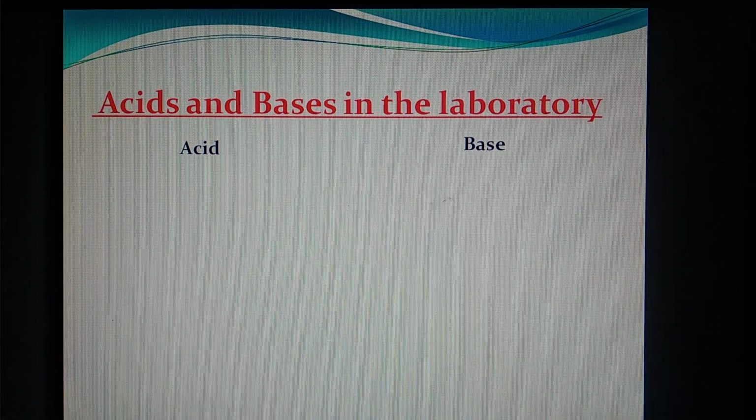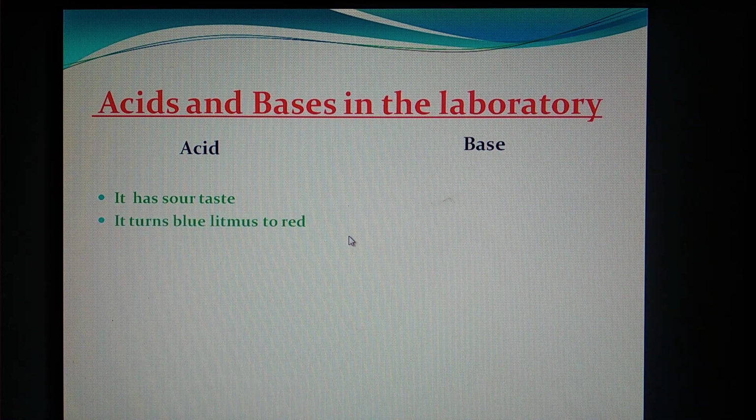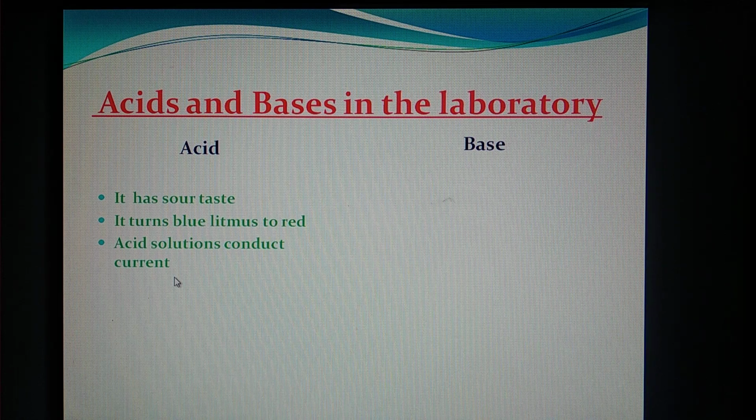Now, the next main topic of this chapter is acids and bases. In the lower class you learned this, and once again we are going to recall the differences between acids and bases. If you see the properties of acids, acid has a sour taste. The second point, it turns blue litmus paper to red. Third, all acid solutions conduct current, which means they are good electrolytes.